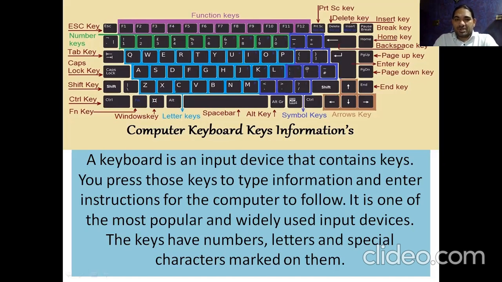Now the keyboard is also an input device because whatever you type, you can see on the screen. A keyboard is an input device that contains keys. You press those keys to type information and enter instructions for the computer to follow. It is one of the most popular and widely used input devices. The keys have numbers, letters, and special characters marked on them. So you can easily see special characters and symbols, everything marked on the keyboard.